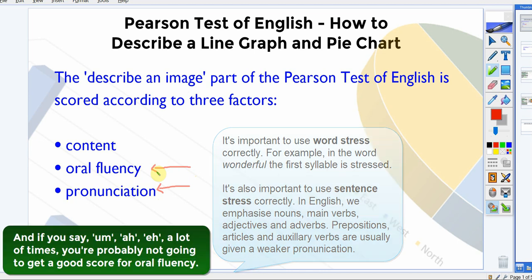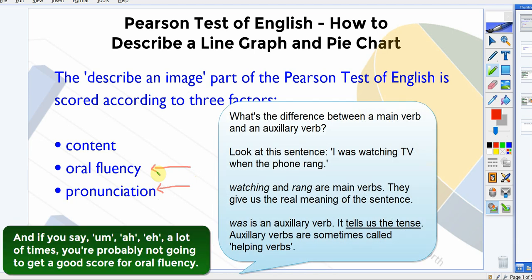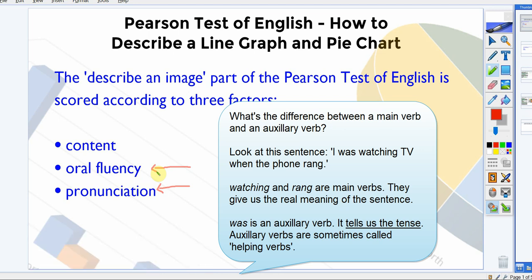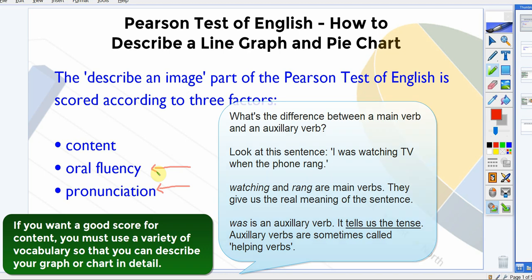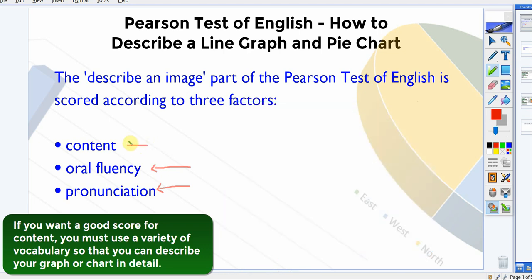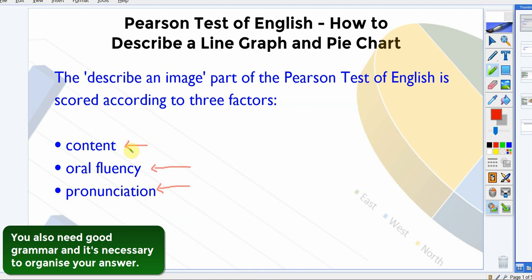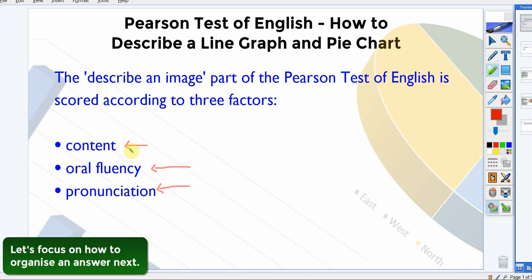And if you say "um" a lot of times, you're probably not going to get a good score for oral fluency. If you want a good score for content, you must use a good variety of vocabulary so that you can describe your graph or chart in detail. You also need good grammar, and it's necessary to organize your answer. Let's focus on how to organize an answer next.